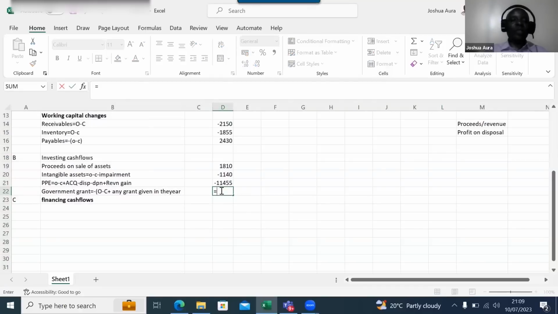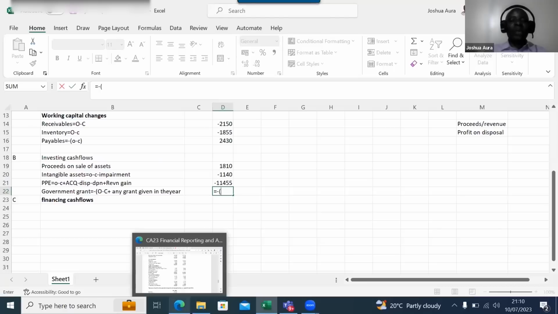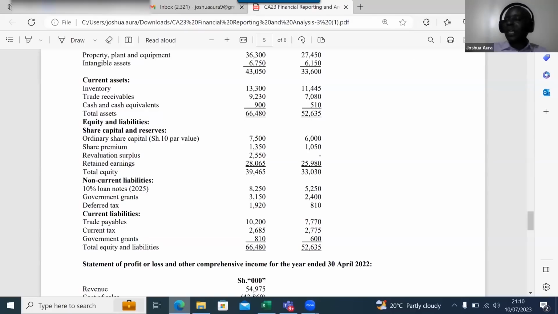So I'll come and say equals. Why am I putting a negative outside? Because government grants have been accounted under liabilities. So then I'll open brackets and look for the opening values for government grant. There are two of them; you add them up. For government grants, the opening for 2021 is 810, which is the non-current government grant, and then the current government grant is 600. That's opening.